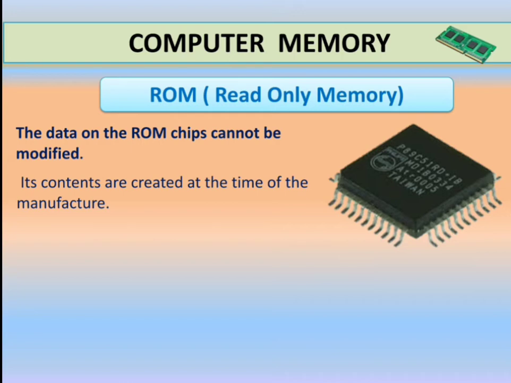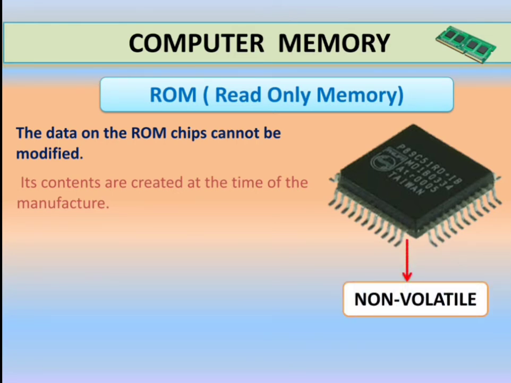So students, all those contents that are present inside the ROM are created at the time of manufacture. Whenever your ROM chip is being made, at that time only its contents are added into it. Also, it is a non-volatile memory. Non-volatile means if the power is switched off, nothing that is present inside your ROM chip will be lost. Alright. So students, this is all about your primary memory.